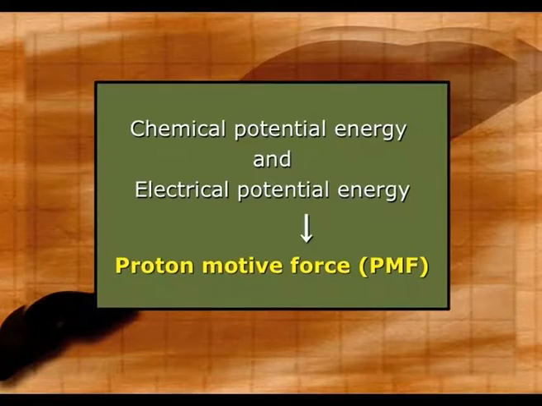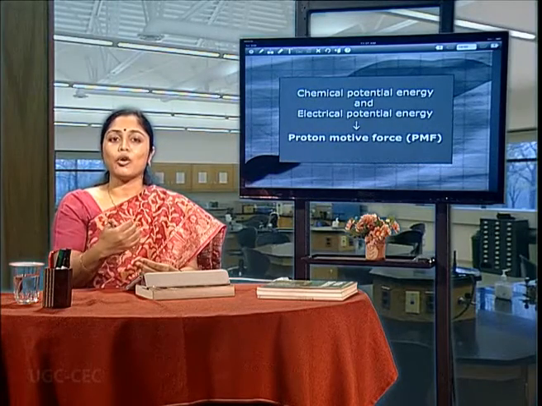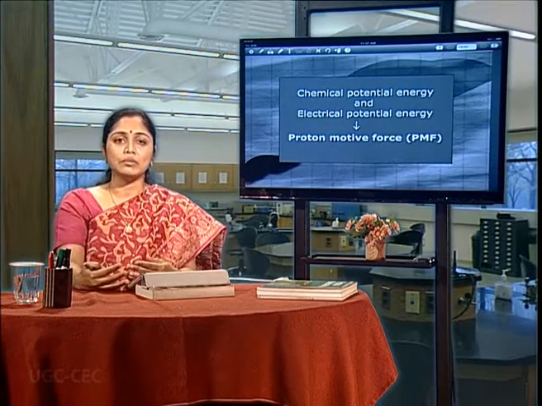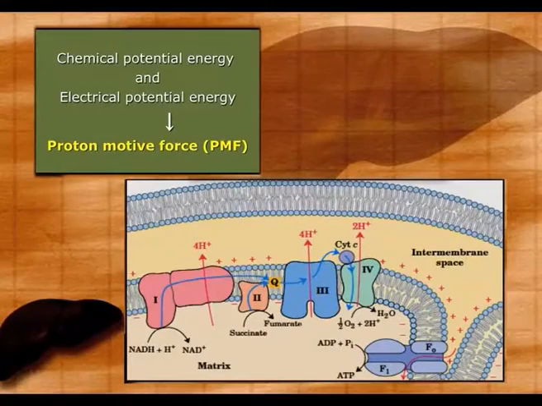Why? Because of the concentration variation of a chemical species, H+, in two regions separated by a membrane. And number 2, an electrical potential energy due to the movement of a positive ion from the matrix to the intermembrane space without a counter ion. Together this electrochemical energy is stored in this concentration gradient called PMF, or proton motive force. Now, how does this proton gradient drive the synthesis of ATP?